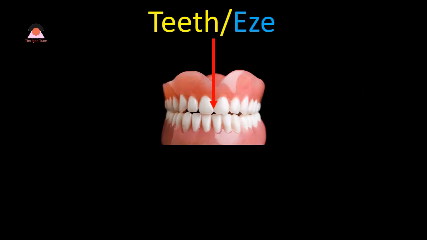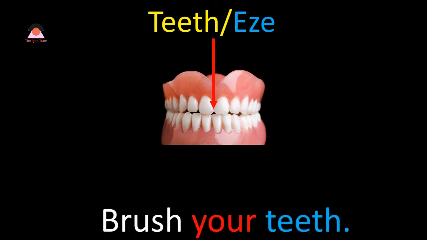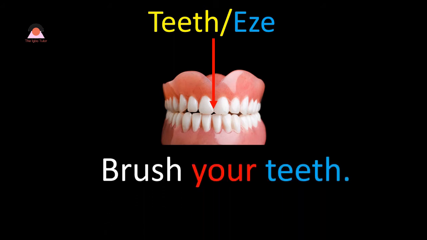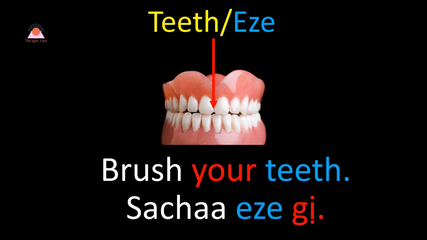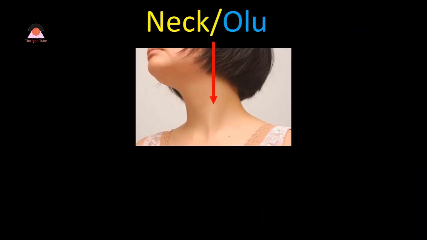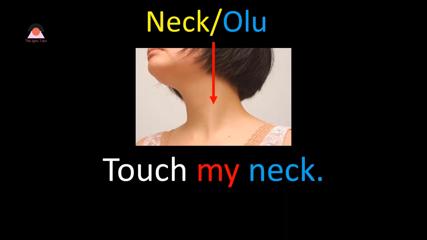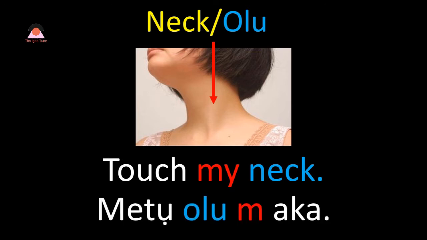Teeth, eze. Please pay attention to the sound because other words also have the same spelling. Eze, brush your teeth: Sachaa eze gị. Neck, olu. Touch my neck, which means metụ olu m aka.